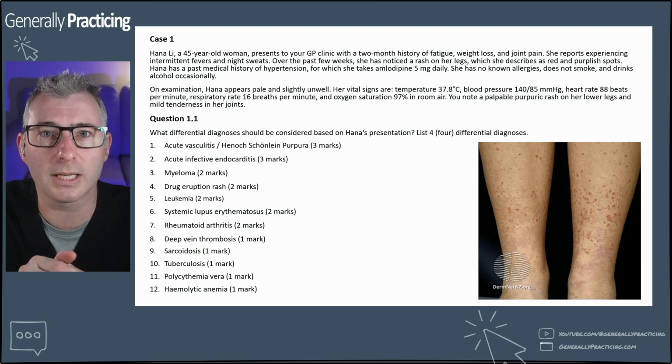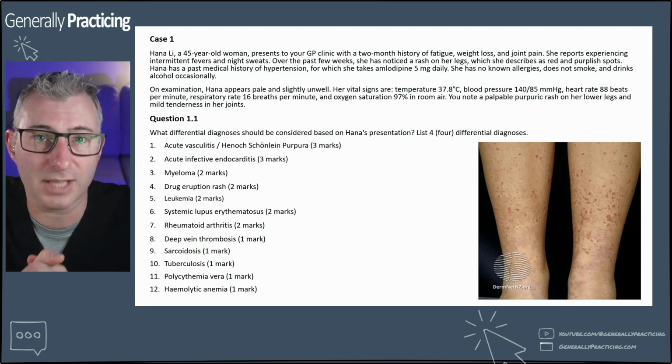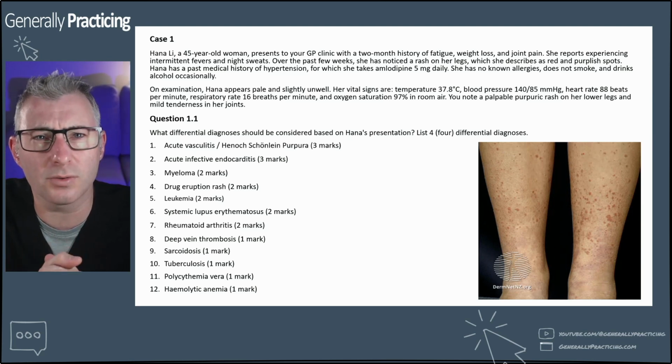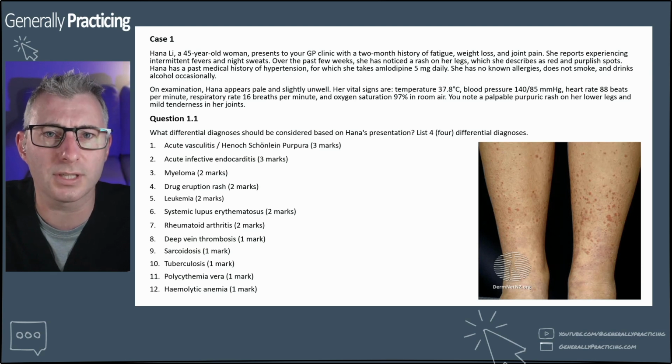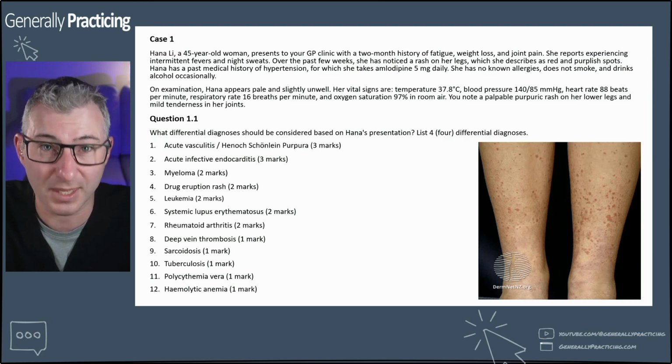And even though we have had this medication as a long-term medication, you can have drug eruption rashes at any time, and so another thing you would have to consider. Kind of tying in with the myeloma, and I suspect in reality would probably be grouped together, would be leukemia. And of course, systemic lupus erythematosus, one of the great mimics that can present as just about anything.